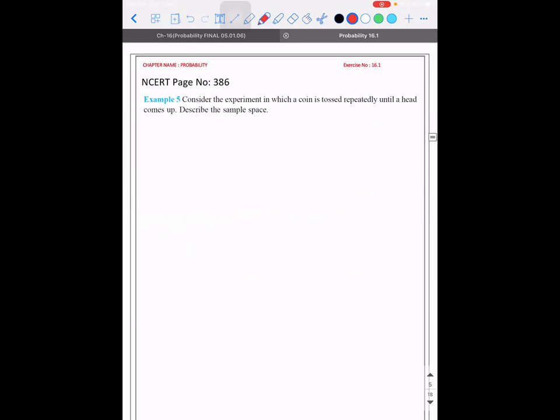Consider an experiment in which a coin is tossed repeatedly until a head comes up. Describe the sample space. So it's very simple. The experiment is about tossing a coin. When is he going to stop the experiment? As soon as he gets a head. Let's say when he's tossing the coin the first time, he gets a head. He's going to stop the experiment. Suppose instead of getting a head, he's getting a tail, then what will happen?